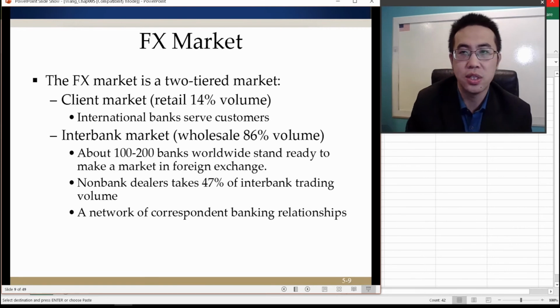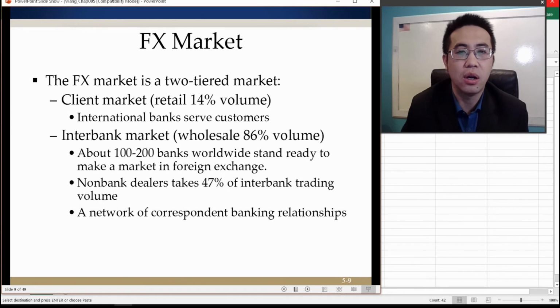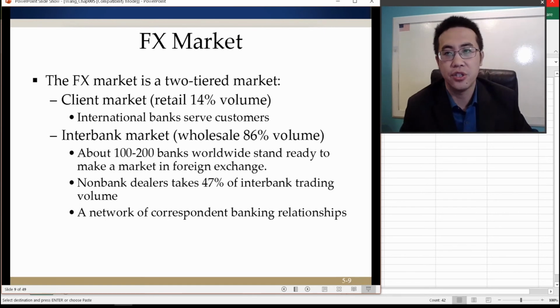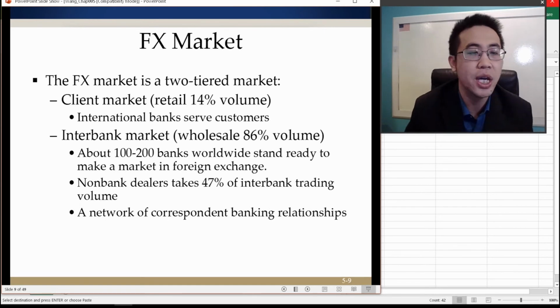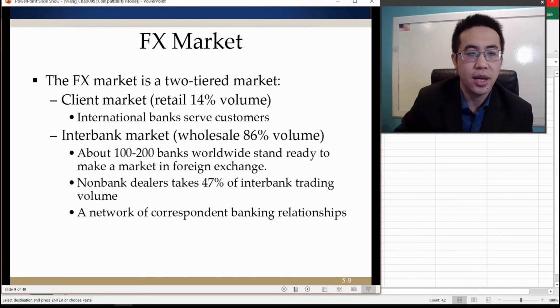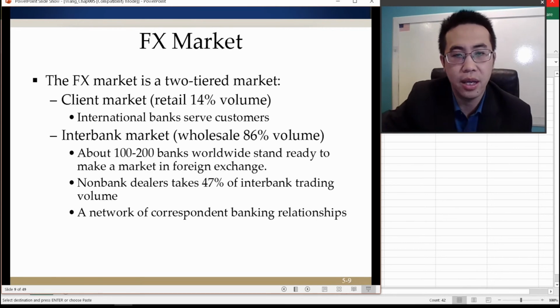Interbank trading is a wholesale market. It's a different ball game. It accounts for 86% of the volume in the world. It's done by 100 to 200 banks in the world who are ready to make the market. They will do the trades to satisfy the sellers' demand and the buyers' demand. The non-bank dealers take 47% of interbank trading. And also there's a network of correspondent banking relationships.